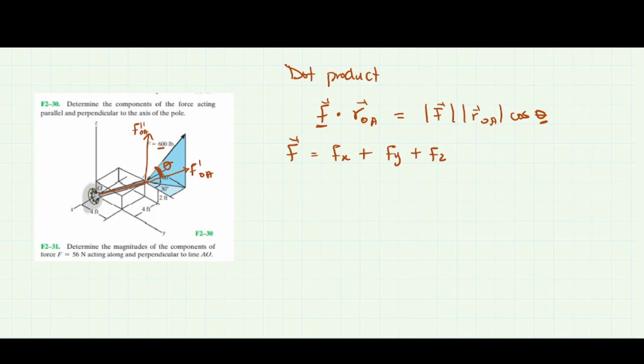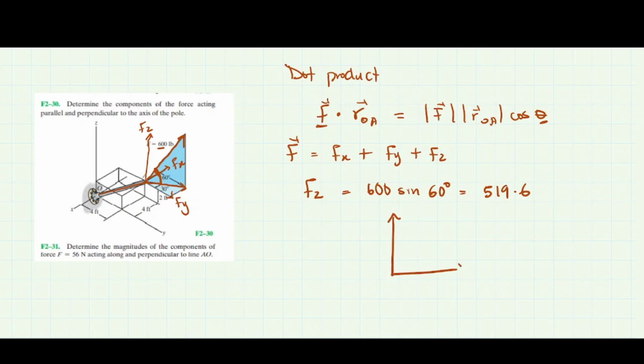To find the vector you need to find its x, y, and z components. Starting with the z component, I'm going to erase this so we can be clear. This is its y component, this is its x component, and this is its z component. The z component is easy to find since you already know this is the angle. You can simply do 600 sine 60 degrees to get 519.6. Just to make this clearer, if this is Fz, this is the force F, and this is an angle of 60, to get Fz you can simply do this.